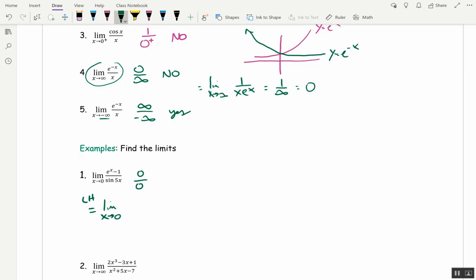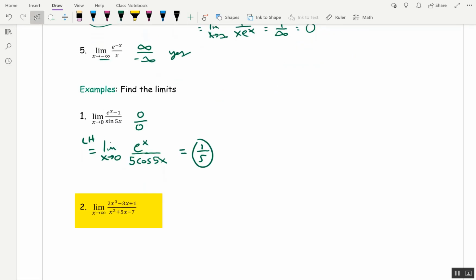Limit as x goes to 0. I take the derivative of the top, which is e to the x, and I take the derivative of the bottom, and I have to use the chain rule. I get 5 cos 5x. Now, let's see what we get. As x goes to 0, I'm getting 1 on top, and cos 0 is 1, so I get 5 on the bottom. So that's my limit.